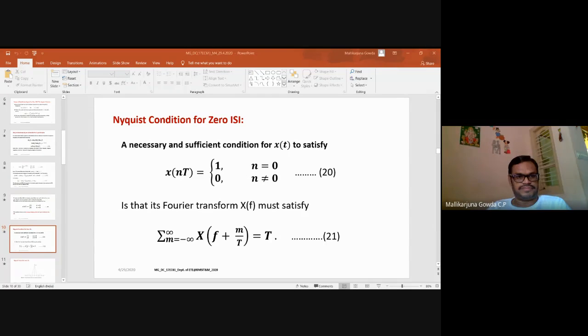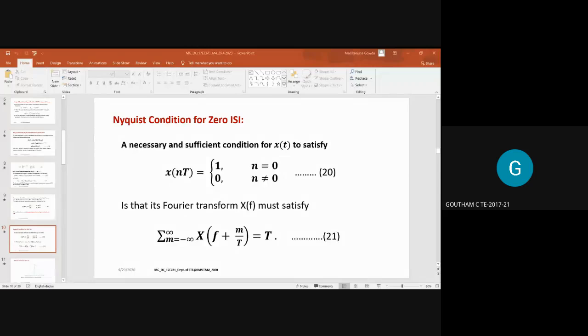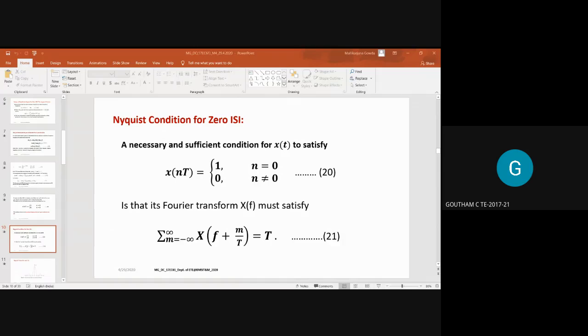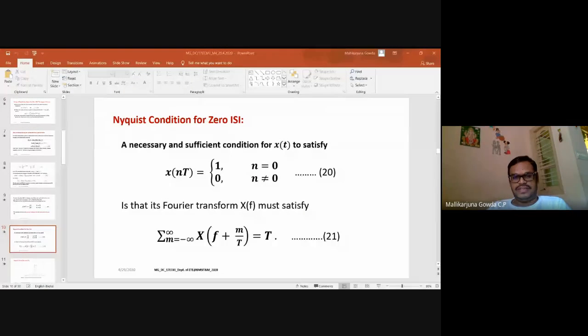Gautam. Gautam is not there. Yes, sir. Understood about the Nyquist criteria for zero ISI as well as the raised cosine roll-off filter. Okay. So you don't have any questions? Once I study, I'll ask the question. Fine, yeah, it takes time.